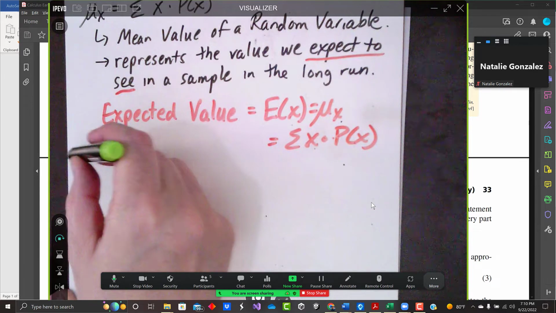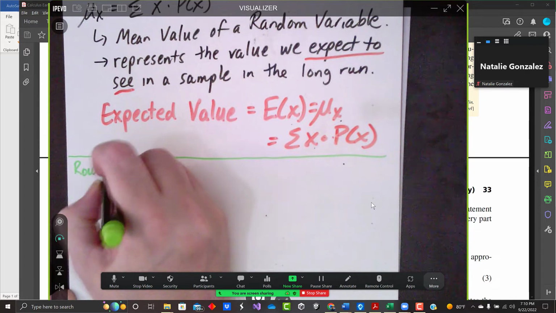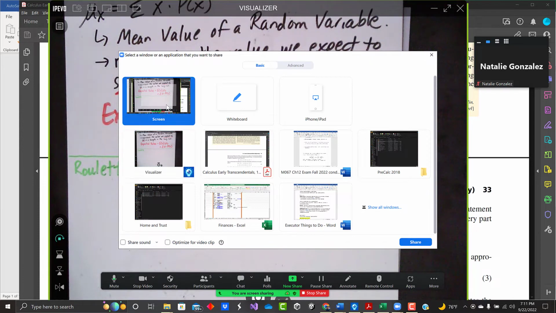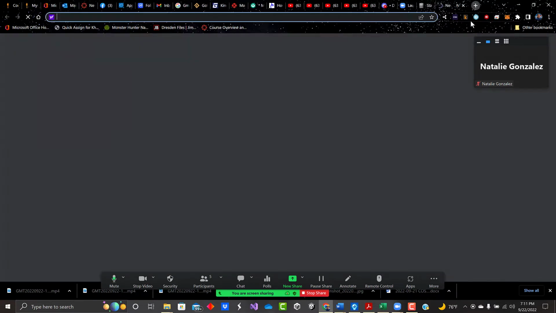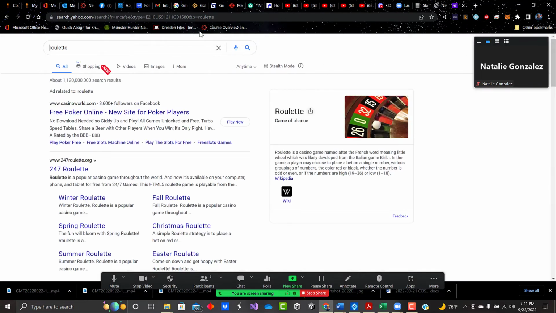And speaking of casinos, I will give you an example from a casino. Roulette. I'm going to safely assume not everyone has seen roulette. So I'm going to load up a roulette image so you can see what the roulette table looks like. Do a new share, make sure I'm sharing the whole screen. And we will go look up roulette. I'll do images.